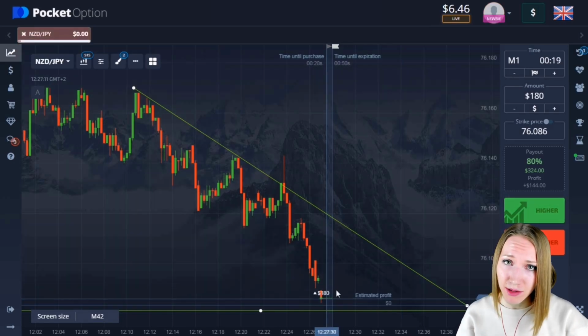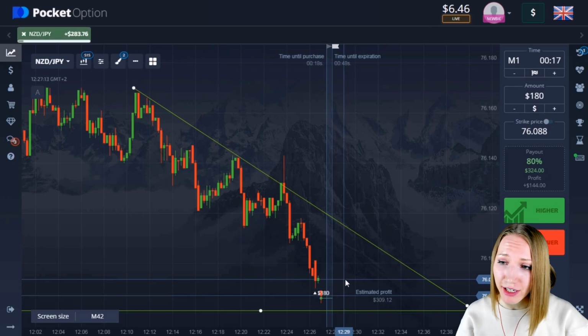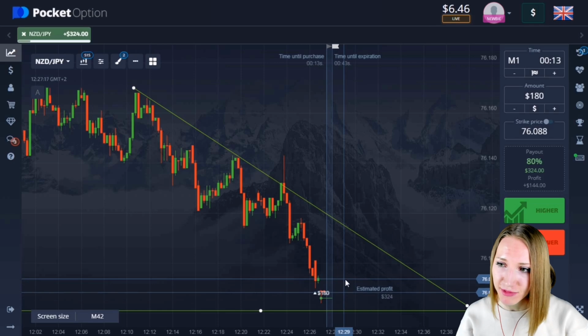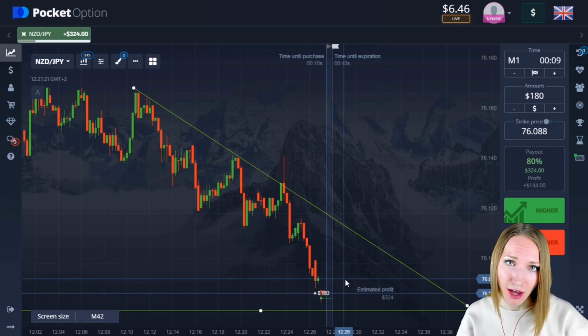I think that from the support level there will be a rollback up, and this situation will be enough for this time. So because in most cases after the impulsive movement to the level there are bounces in the opposite direction. So guys, let's check it.